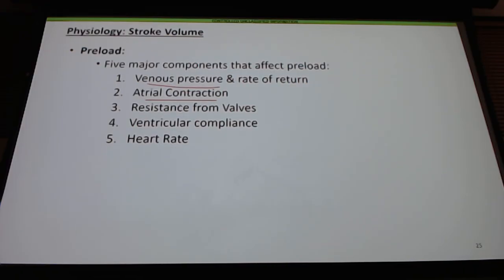What's the resistance of the valves to open and allow that flow of blood from one chamber to another? What's the ventricular compliance? So how willing is that ventricle to stretch to accommodate that volume actually coming into the ventricle in the first place? And then the heart rate component of preload is not how many beats per minute. It's more that if you have a fast heart rate, you decrease your diastolic filling time, so that's going to decrease the amount of time you can get volume from the atria into the ventricle. So you really want a slower heart rate to allow more time for volume to get from the atria into the ventricle.